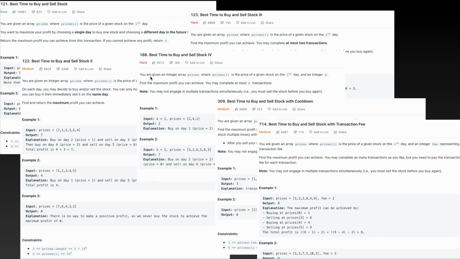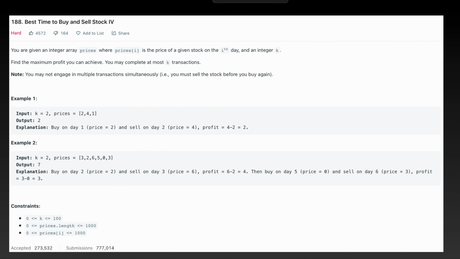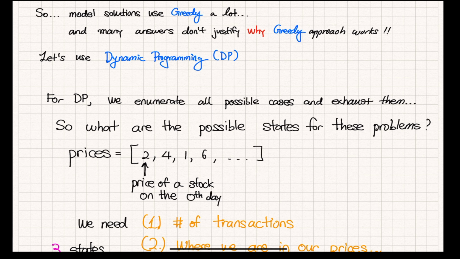So let's see how we can solve this. This is the first problem we will solve together. I want you to pause this video for a second and try to come up with your own dynamic programming solution. Okay, so let's look at my solution for this problem. As I mentioned before, many solutions posted on LeetCode use a greedy approach, and they rarely show why it works. To show that, you have to use induction, but that's for another topic. So let's use dynamic programming for this problem.